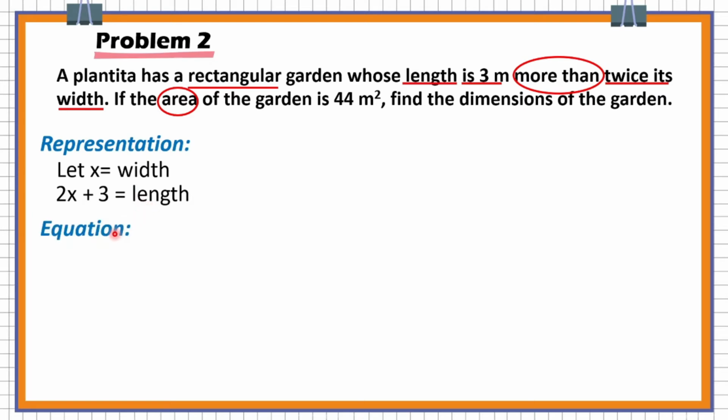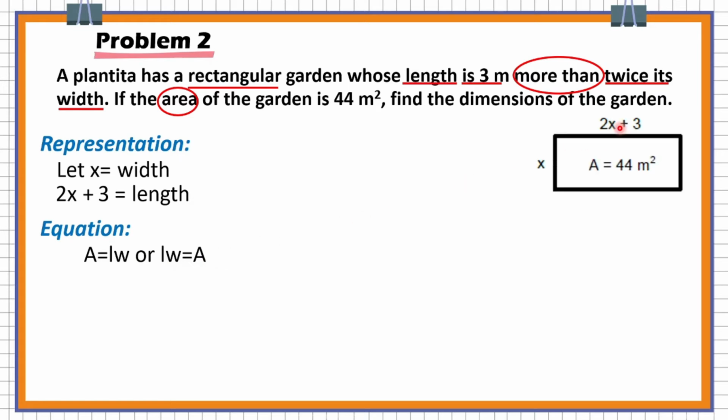Next, we have to equate, gagawa tayo ng equation gamit ng ating representation. So, sabi ko kanina, ang ating formula for area of a rectangle is A is equal to length times width. So, magdo-drawing tayo dito ng illustration which is this x represents the width, our 2x plus 3 represents the length, and the overall area is equal to 44 square meter.